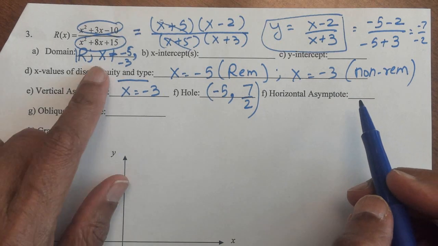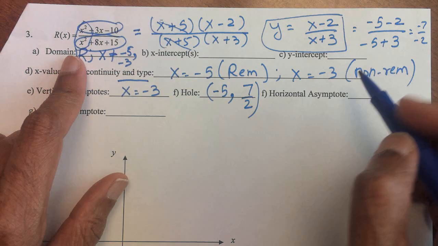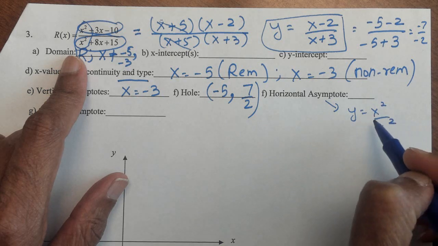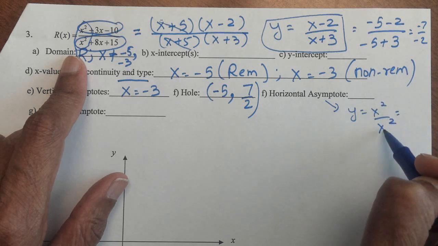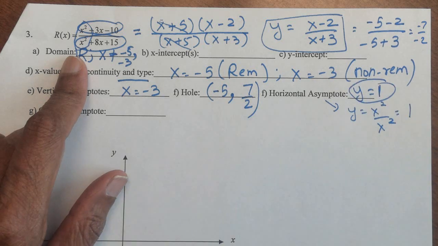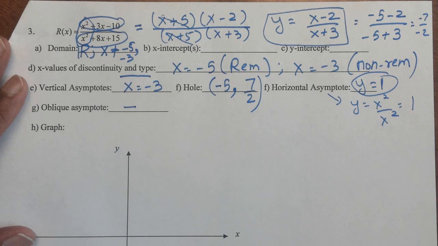Okay, horizontal asymptote. Remember what I spoke about the horizontal asymptote? You take the first term over the first term. So for your horizontal asymptote, the easiest way is to look at this, first term over first term. What does this simplify to? x squared over x squared is 1. So y equals 1. That's your horizontal asymptote. If you have a horizontal asymptote, there is no slant asymptote.